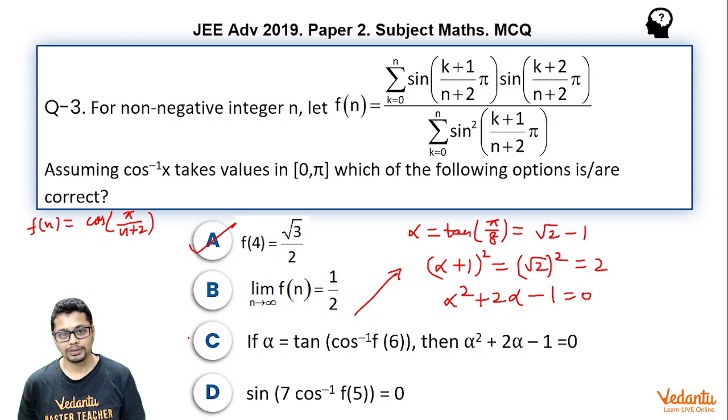And what about cos inverse of f of 5? F of 5 is essentially cos of pi by 7. And cos inverse of cos of pi by 7 would be pi by 7. And 7 times pi by 7 is pi. Sin pi is indeed 0. So this is also correct. So that means my answer should be A, C and D.